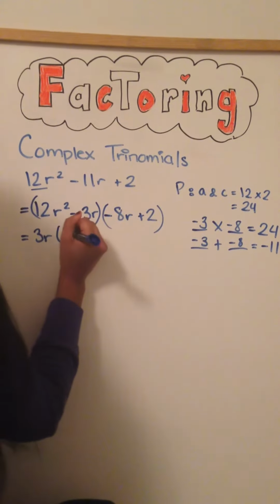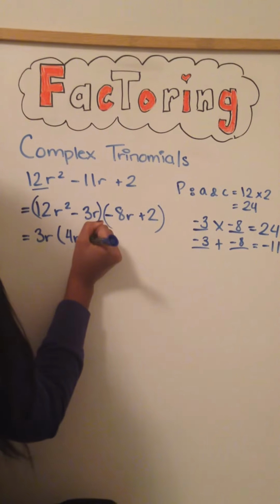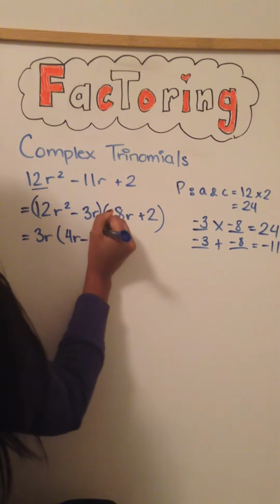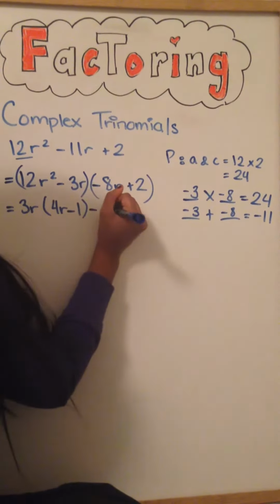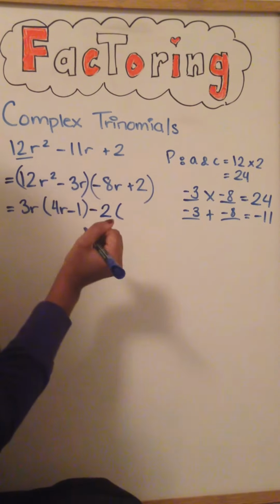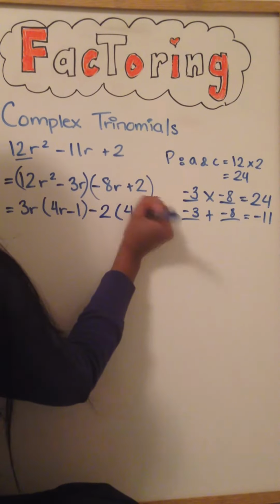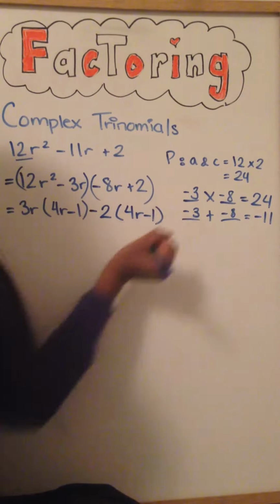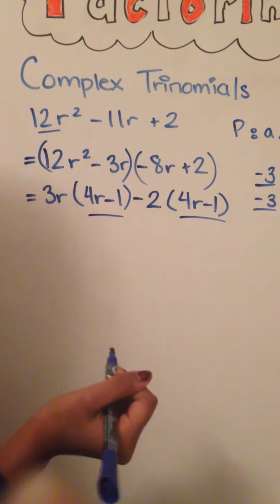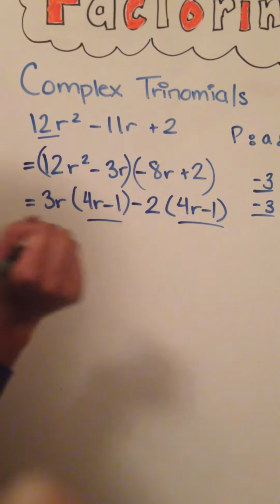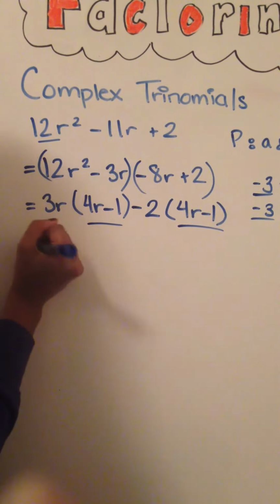So the new equation would be 4r minus 1. And the second one has a greatest common factor of negative 2. So the new equation would be 4r minus 1. As you can see, these two values are exactly the same. That's how you know you're doing the decomposition method right.